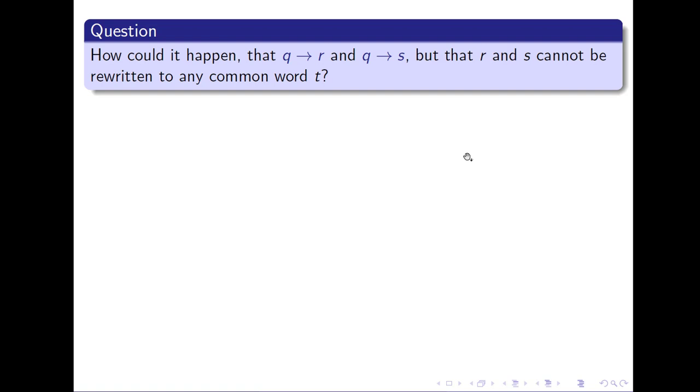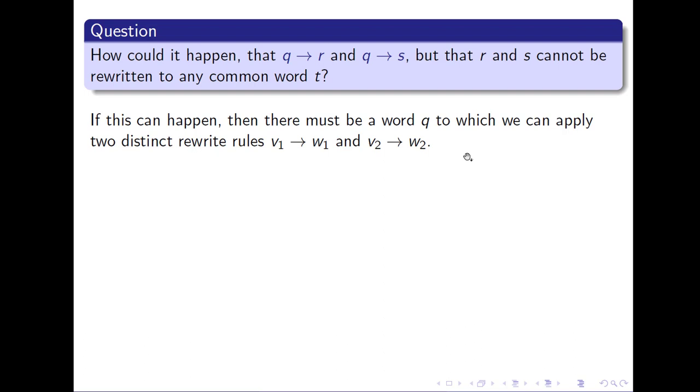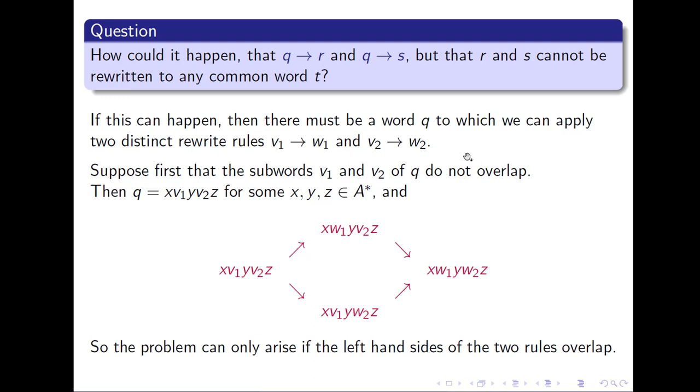Okay, so examining this a bit more deeply. How could local confluence fail? Well, for local confluence to fail, there must be some word Q to which we could apply two distinct rewriting rules. That's clear. Otherwise, we wouldn't have any choice. And the first situation is where the two distinct left-hand sides do not overlap. When that happens, they're kind of independent, we can apply both rules independently, and then there's a common rewrite to the result of applying both rules independently. So if the two left-hand sides don't overlap, there's no problem. Then this will not be a barrier to local confluence.